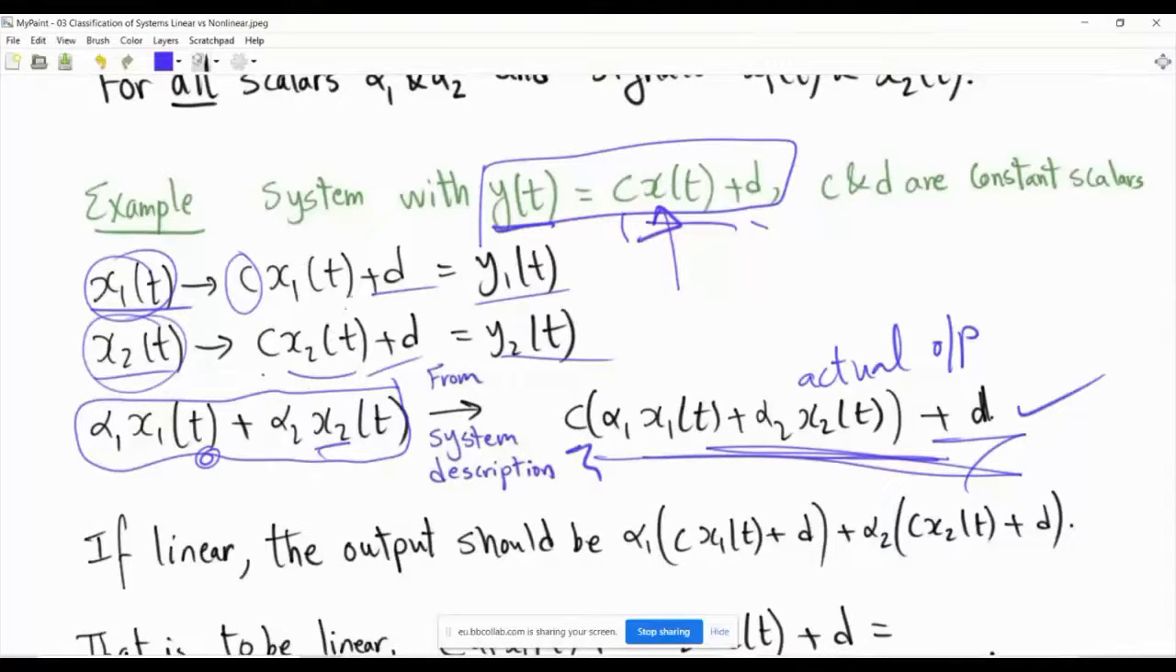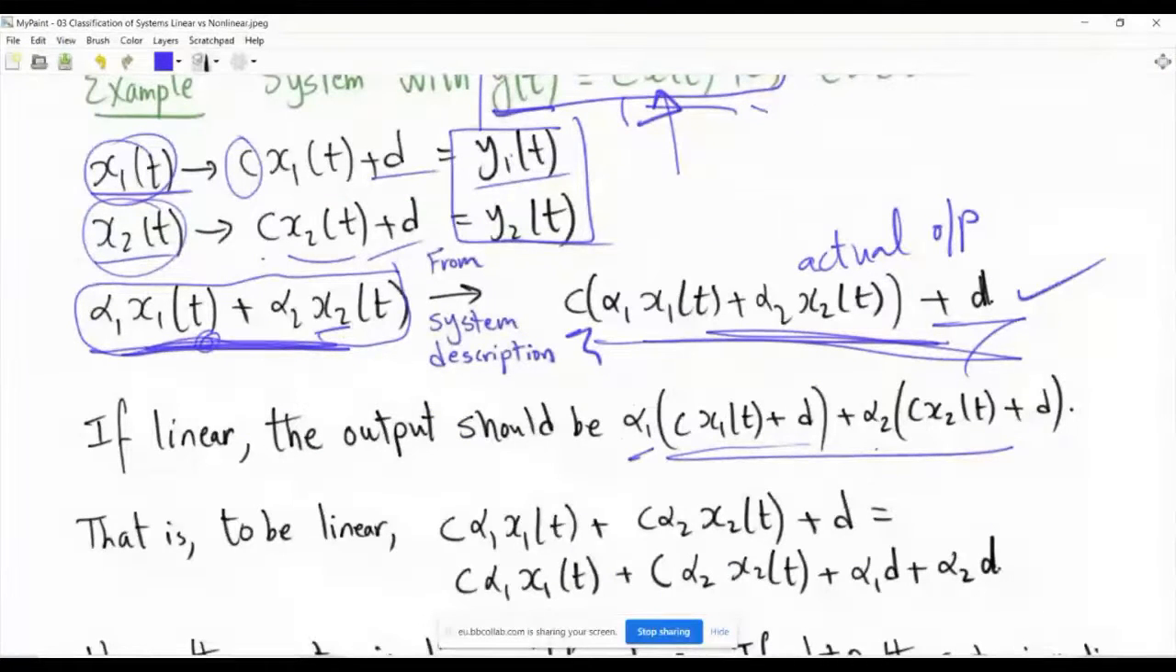Now, if the system were linear, what should be the output? If the system were linear, what you should get in response to this input is the same linear combination applied to y1 and y2. So the system should give you alpha 1 y1 of t plus alpha 2 y2 of t. This is not an actual output of the system. This is the output under the assumption that the system is linear. And this is the actual output.